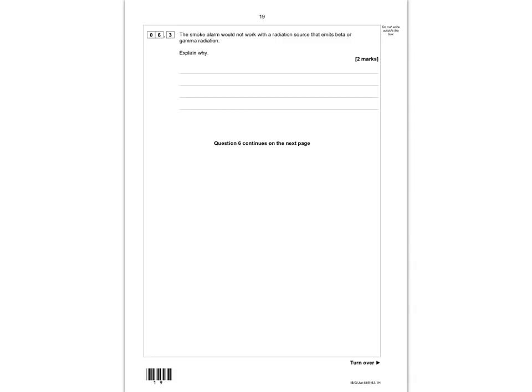Question 6.3 says a smoke alarm will not work with a radiation source that emits beta or gamma radiation, and he wants you to explain why. So the idea of this one is that beta or gamma radiation would penetrate the smoke particles, and therefore there will be no noticeable difference in the count rate when the smoke particles enter the detector, and therefore the alarm would not sound.